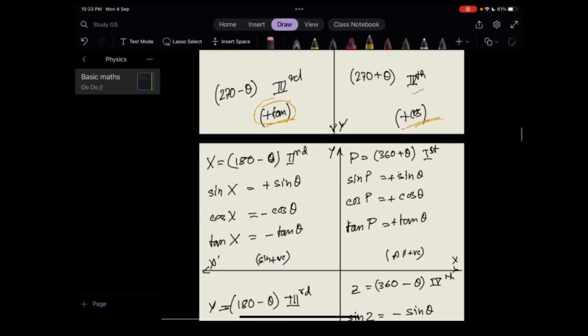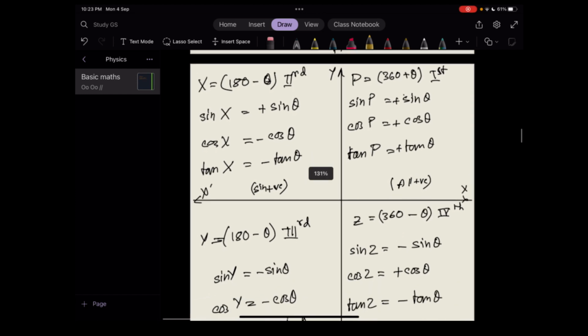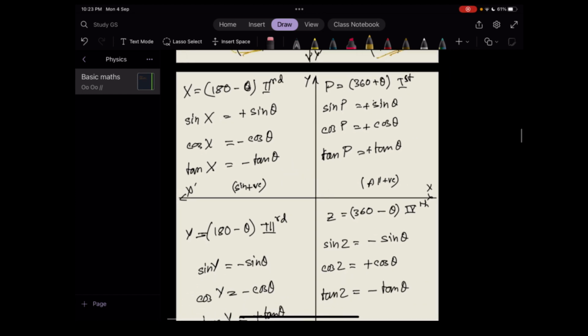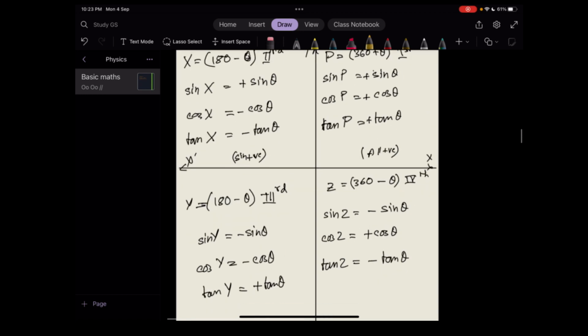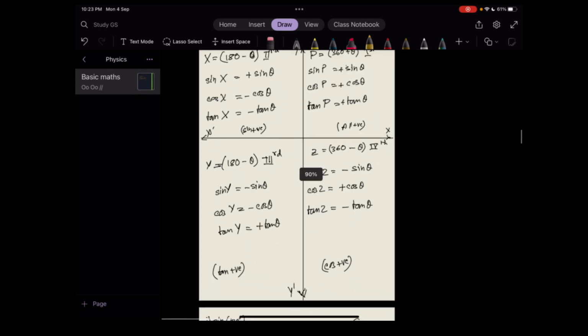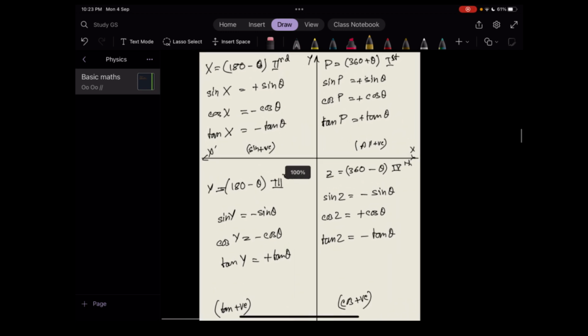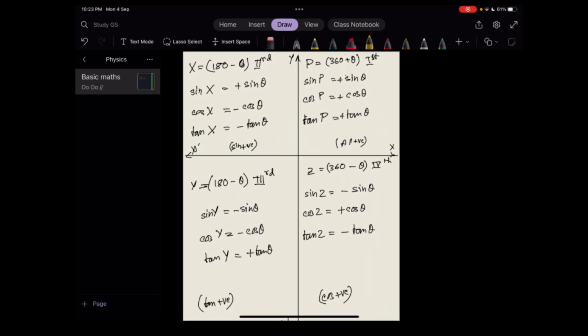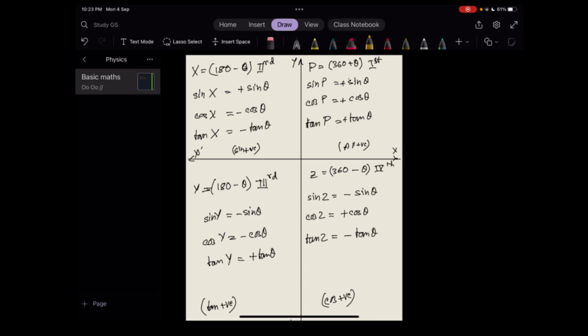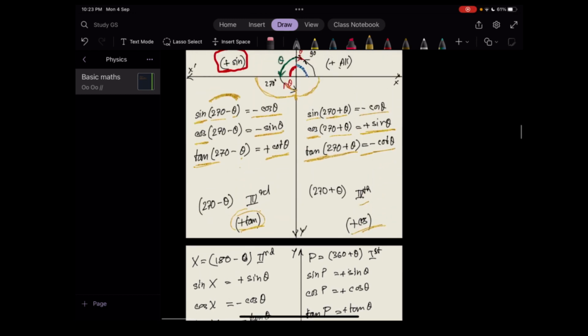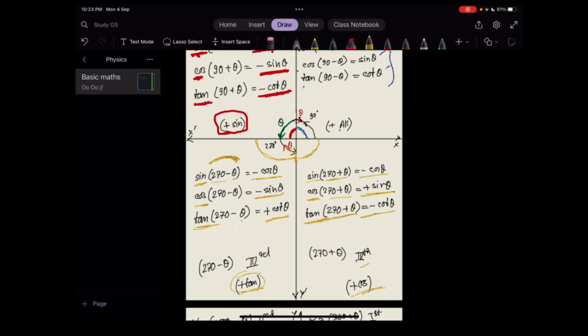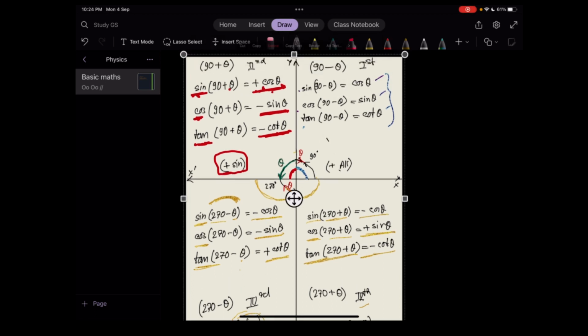Now here is another explanation. All positive, sine positive, tan positive, cos positive. So let's explain. Here sine x, nothing more than this. I can say 0 to 90, 90 to 180, 180 to 270, 270 to 360.